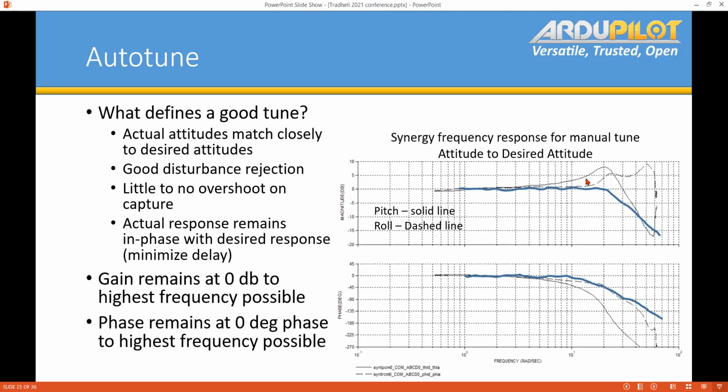So that's where you want your tune to be. But looking at my tune of my Synergy helicopter, it looked like that wasn't where we could get to with a helicopter tune, but we'll come back to that.